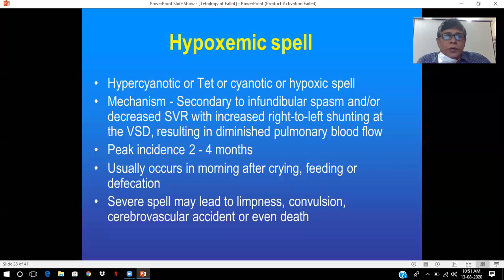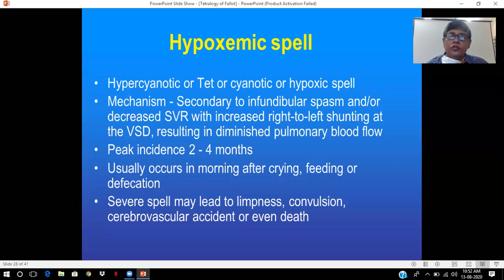Now again coming to the hypoxic spell, also known as hypercyanotic spell or TET spell. The mechanism is secondary to infundibular spasm and/or decreased systemic vascular resistance with increased right-to-left shunting at the VSD. On one side there is infundibular spasm or right ventricular outflow obstruction, and secondarily there will be decreased systemic vascular resistance. So more blood will tend to flow through the aorta, and this will result in diminished pulmonary blood flow.